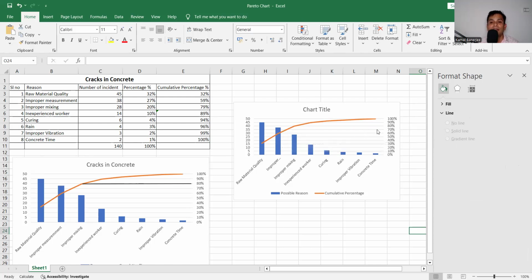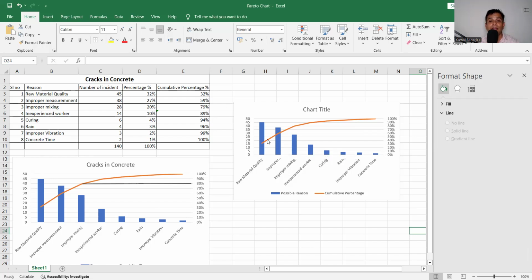Now, if we draw a line from the 80% coming here, you can see that the maximum number of incidents are coming from these two, and here is this portion of the fraction. So what we can find out is that 80% of the problem is coming from these two, maybe raw material quality and improper measurement, and others have given only 20%. Here, see, 20% comes up to here. So this way we can find out the most significant reason why the problem is coming.